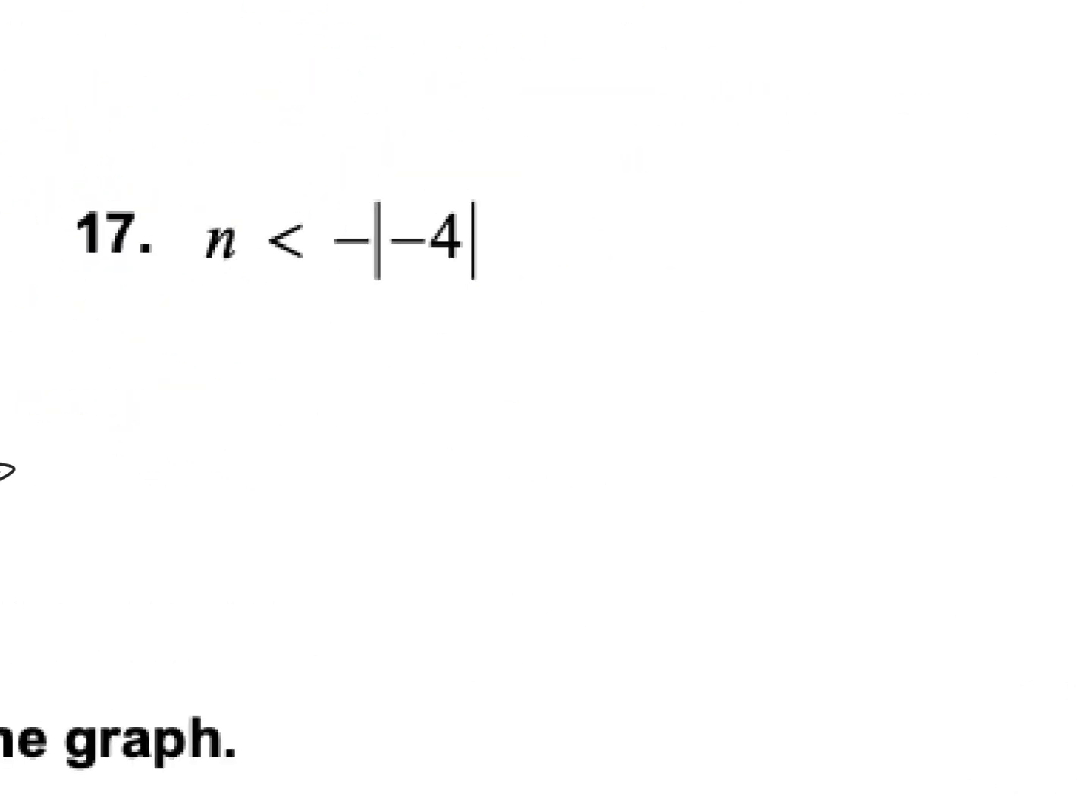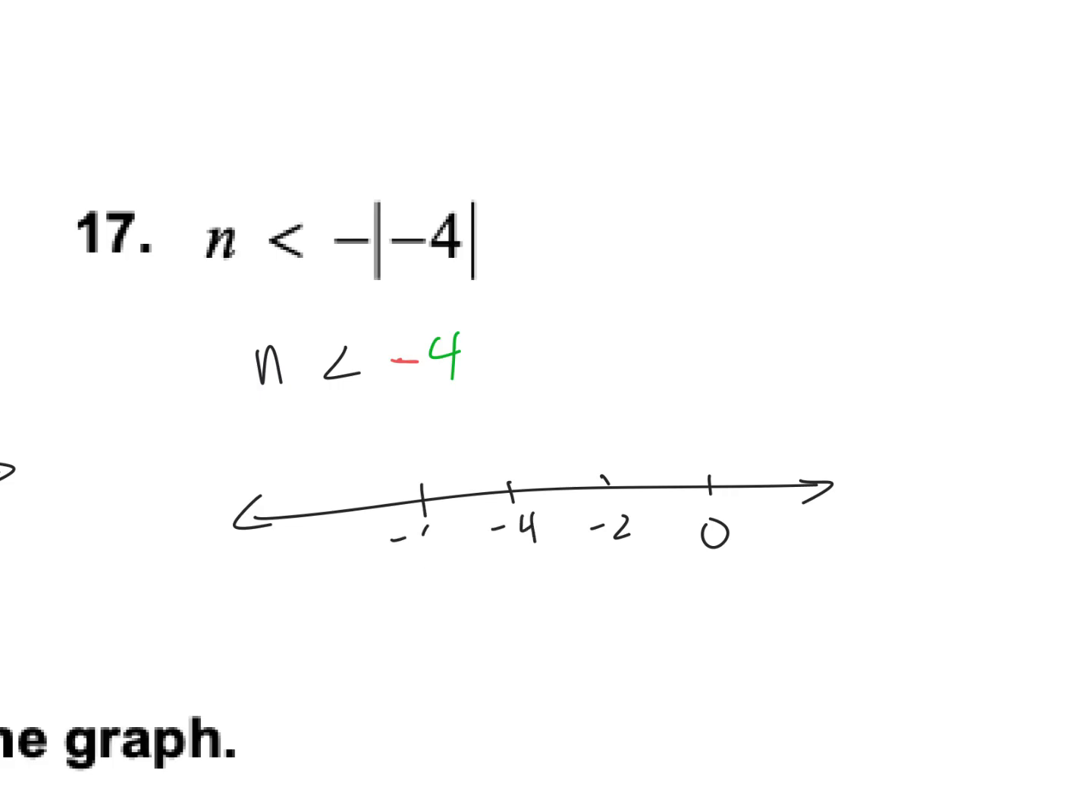17, they throw a little bit of absolute value action at you. All you need to do is simplify this part. And by the way, the absolute value of negative 4 is 4. And that negative, I made it red because it's still out there. And so it's not like it's a crazy problem. Open circle, shade the numbers that are less than negative 4.